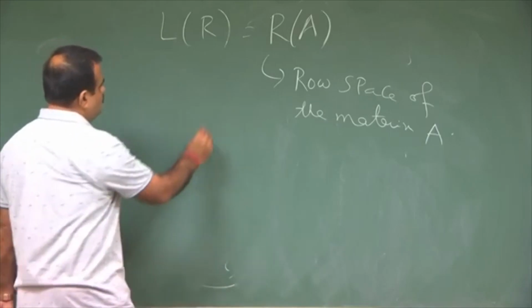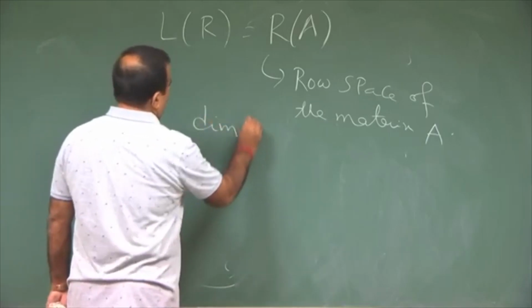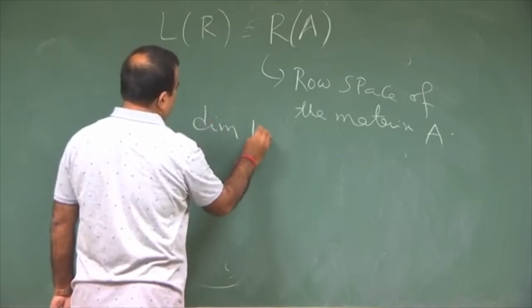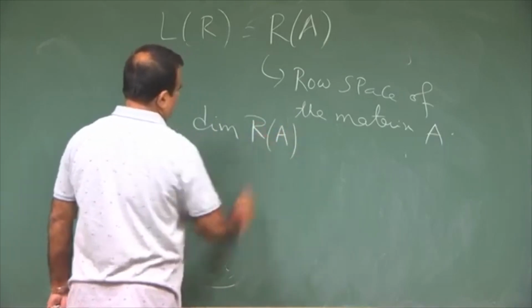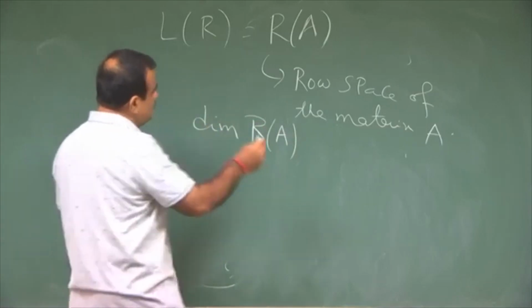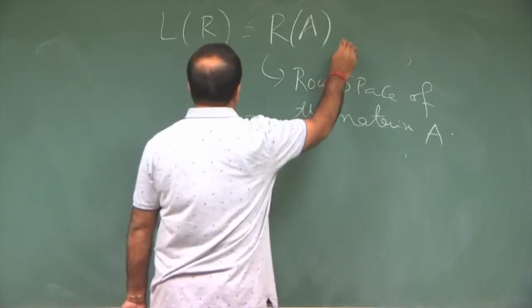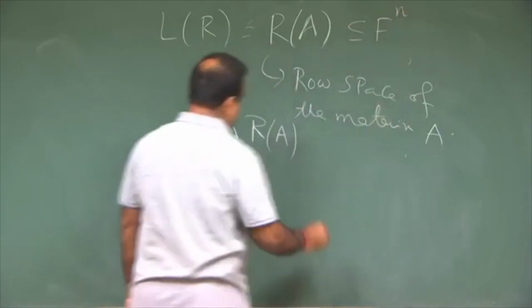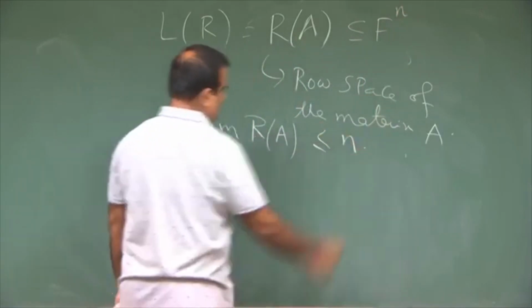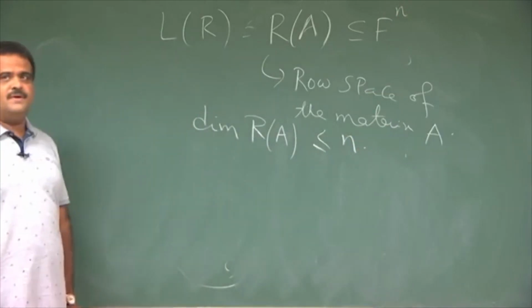So, the dimension of this R of A must be defined. This is a subspace, so this is a subset of R^n. So, the dimension must be less than or equal to n, it could be at most n.